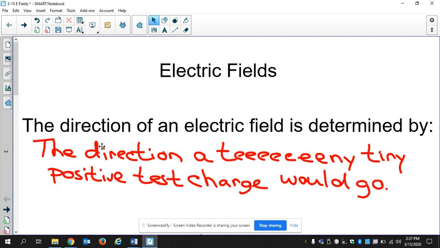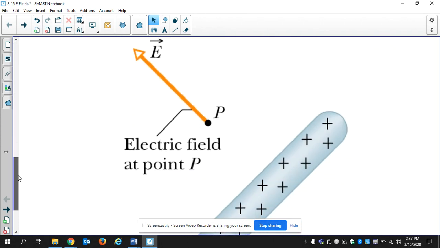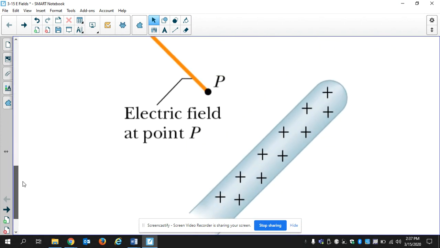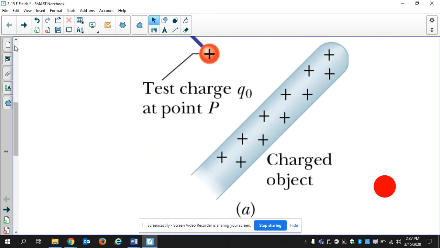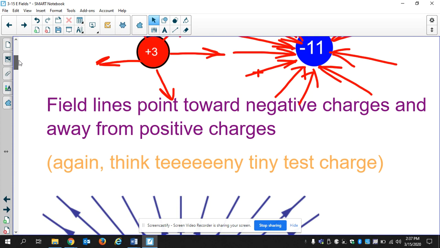Alrighty, here we go, guys. This is the first page of the notes. Everybody has seen this. We were talking about the direction of the electric field just being the direction that a teeny tiny positive test charge would go. Whatever direction it zips, that's the direction of the electric field.